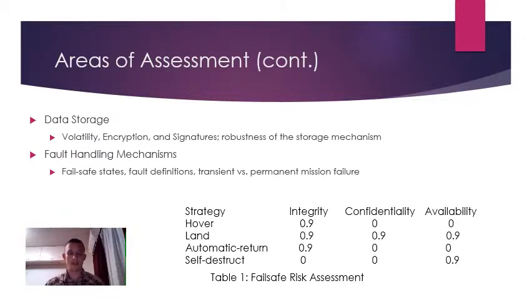Continuing our discussion of areas of assessment, we'll move on to data storage. This is really important in a UAV because how data is stored and where it's stored can really change the risk value associated with it. For instance, you have volatile storage, and volatile storage can be risky in that unless there are really good coping strategies for it, things can be overwritten that should not be, and that can compromise the integrity of the data.